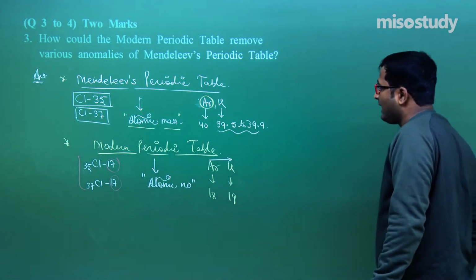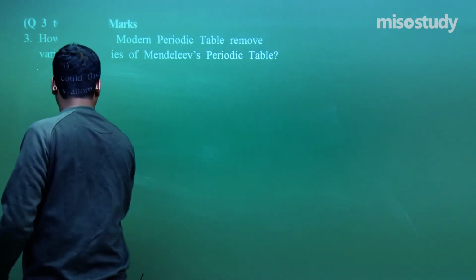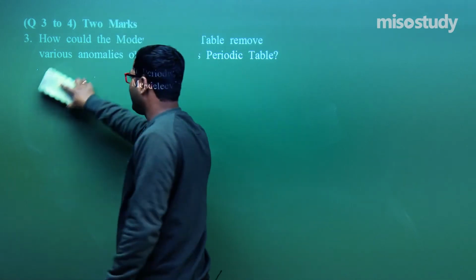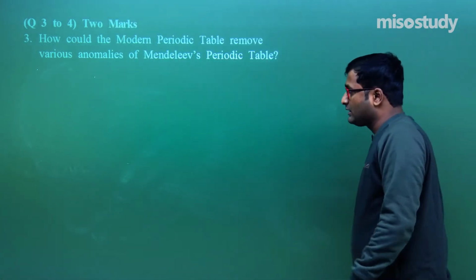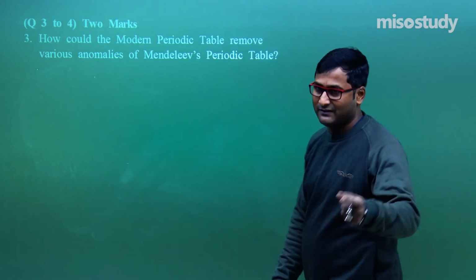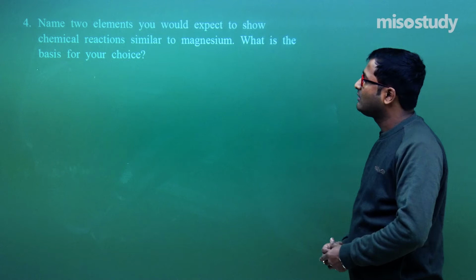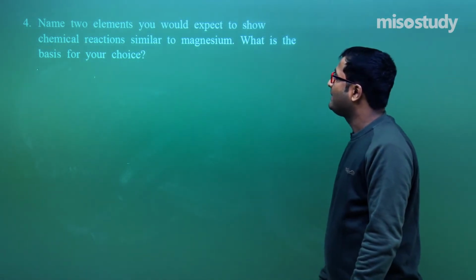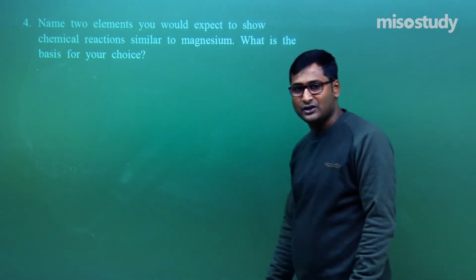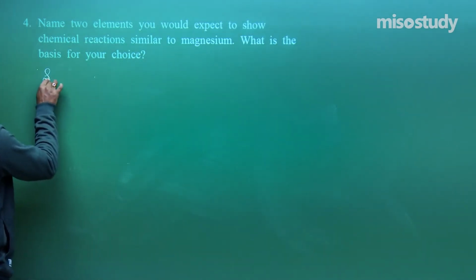Now my friend, I am going to rub this part. And one more thing, I have given the complete solution written in my ebook also. So don't worry, just think about the question and check out my explanation, and definitely it will help you a lot. Now listen carefully to what is given. Question number 4: name 2 elements you would expect to show chemical reactions similar to magnesium. What is the basis of your choice?